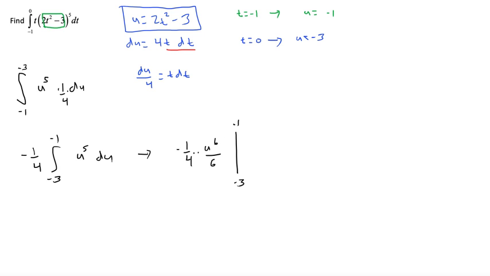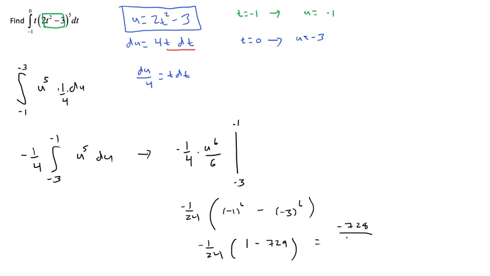A couple of ways we can do this. We'll bring out the 6 again, so you get -1 over 24. And then we get -1 to the 6th power minus -3 to the 6th power. So we get -1 over 24 times, what do we end up with? We end up with 1 minus, and this 3 to the 6th power is 729, I believe. So 1 minus 729 is -728 over -24.